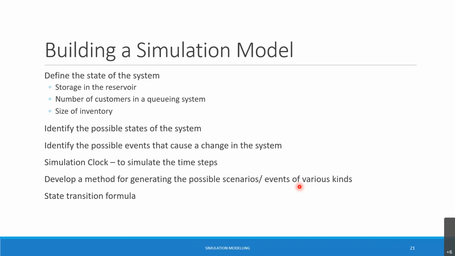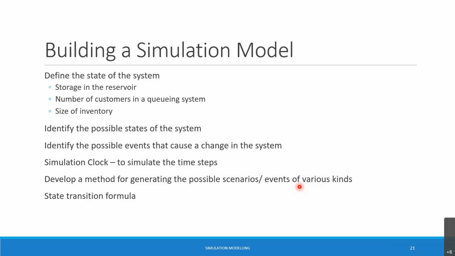So your storage can take any value between zero and the reservoir capacity. So you can find out what the possible states of the system are. In the same way, for every problem, you can try to identify the possible states, the values that the state of the system can take. And now try to define what an event is: an event causes a change in the state of the system.